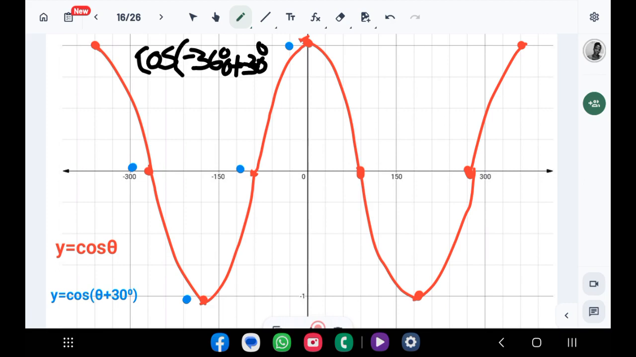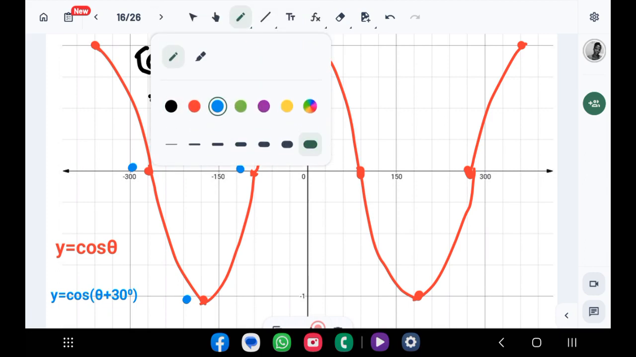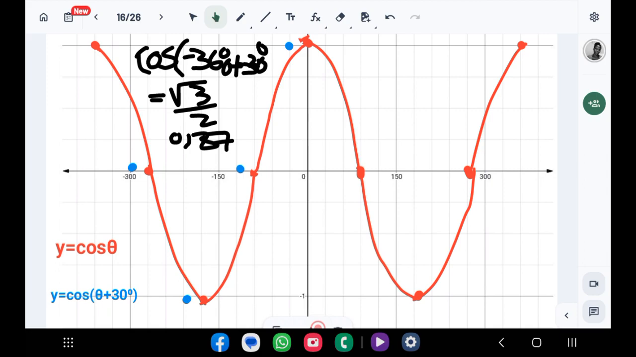That gives us square root of 3 over 2. When we press the S to D button, it gives us 0.866, which is 0.87. So that's the point that we must figure out here. This is 0.5, that is 1. That is 0.75. So 0.87 should be somewhere up there.